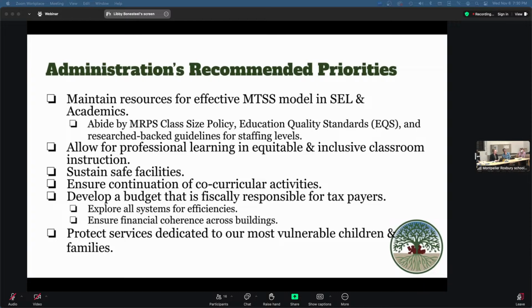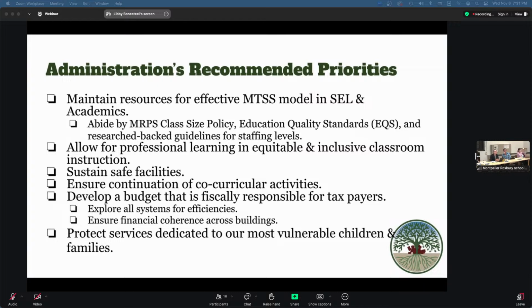We're having very hard conversations as an administrative team regarding how we create a budget that's responsible for our taxpayers and maintains services to kids. Those two things are a little bit at odds. Our priority is to maintain resources for an effective MTSS model and SEL and academics. That is a priority, so we won't be touching that. And we want to abide by the MRPS class size policy. The board is monitoring the class size policy today.